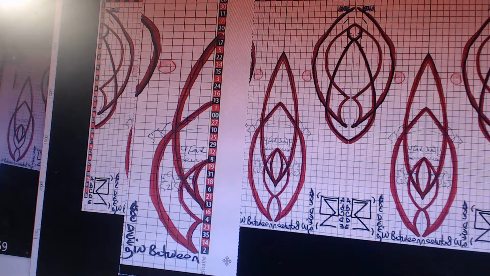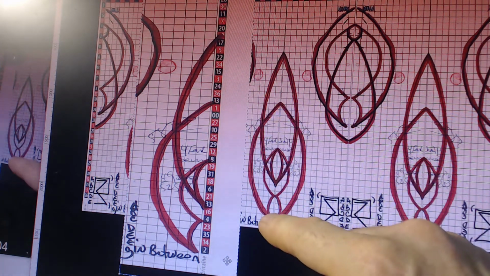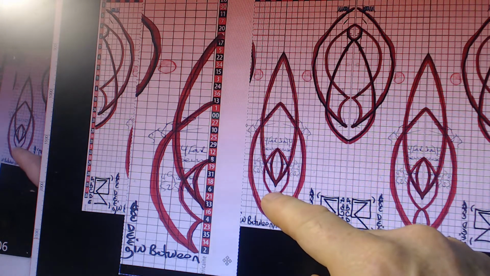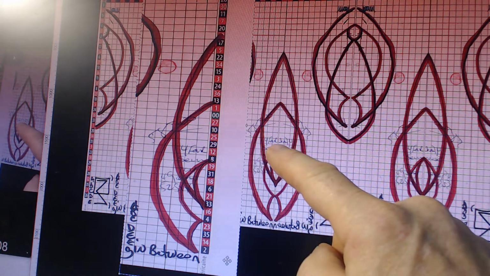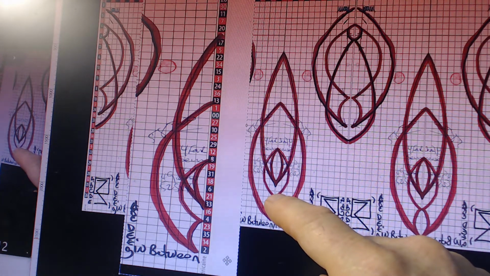Okay, this is how it starts. This is how it starts. 1 over to 2, over to 4, over to 8. 8 over to 16. 16 over to 32.